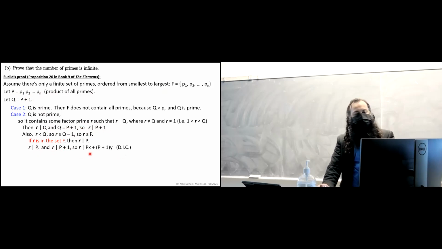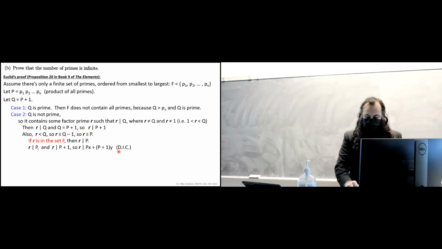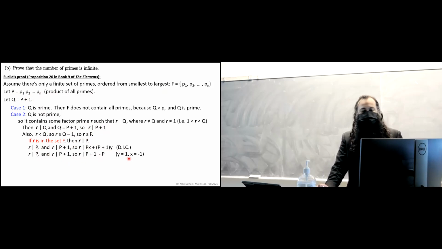So now we use DIC. R divides Px plus (P plus 1)y, all right? So R divides P, and R divides P plus 1, so it divides this integer combination. Now R divides P plus 1, so R divides P plus 1 minus P, because I said y equals 1, x equals -1, so I have P plus 1 minus P, that's equal to what?